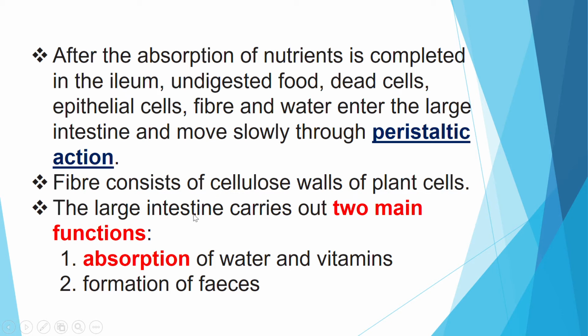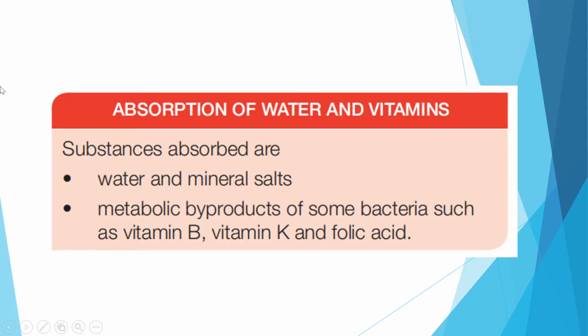So the large intestine carries out two main functions. Number one is absorption of water together with the dissolved water-soluble vitamins. And number two is formation of feces. Okay, absorption of water and vitamins. The substances absorbed are the water with the mineral salts dissolved in it, and also the metabolic byproducts of some bacteria such as vitamin B. It is absorbed over there, also vitamin K and folic acid.